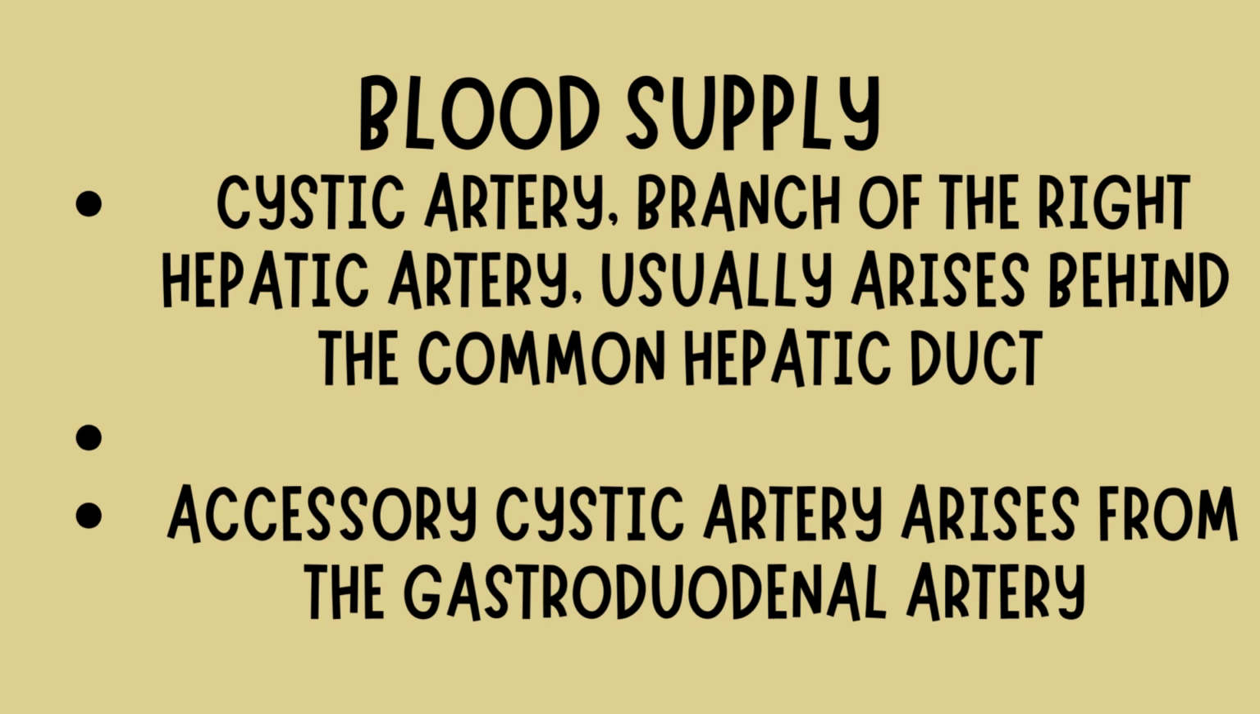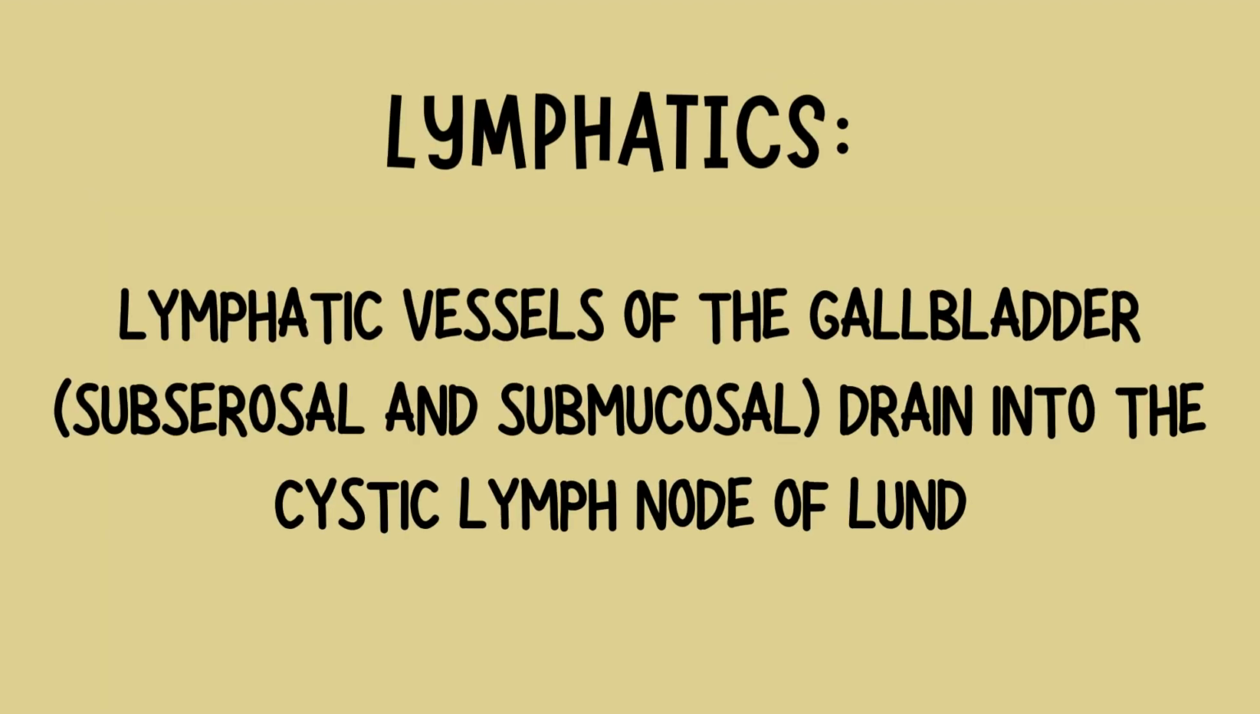As you already saw in the picture, now the arterial supply of the gallbladder. The cystic artery is the branch of the right hepatic artery which usually arises behind the common hepatic duct in 80% of cases, but in 20% of cases it arises in front of the common hepatic duct. The accessory cystic artery is rarely present, but it arises from the gastroduodenal artery. The lymphatics of the gallbladder are very easy. They simply drain into the cystic lymph nodes.